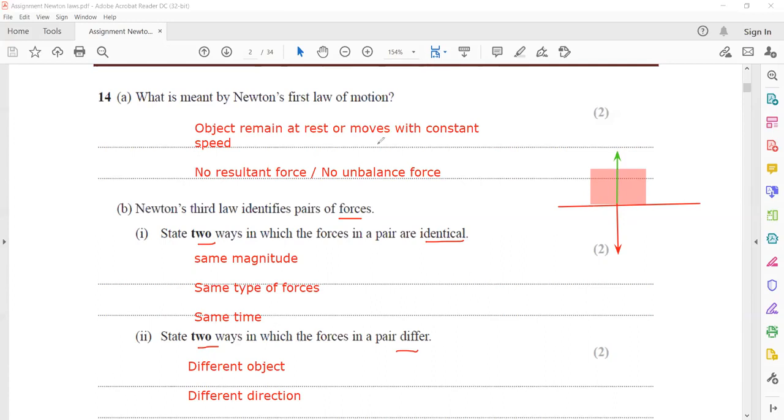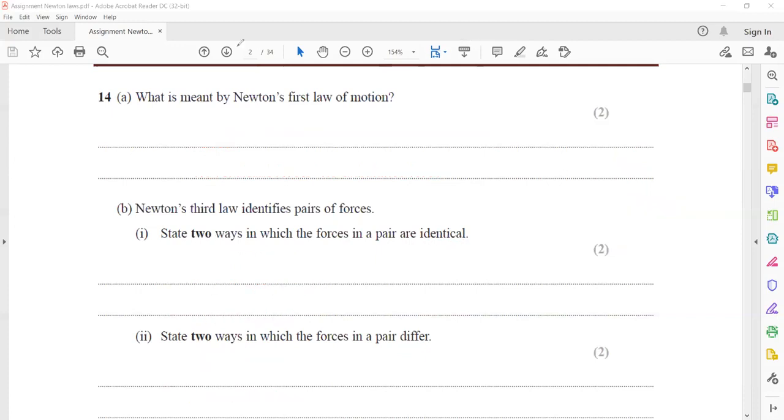So this is how we say they are similar in terms of magnitude, type, acting at the same time, and acting on the same line, and how they are different from each other: they act on different objects and in different directions.